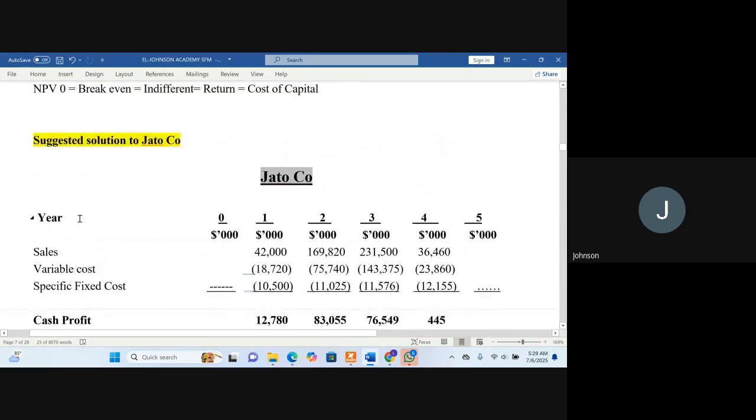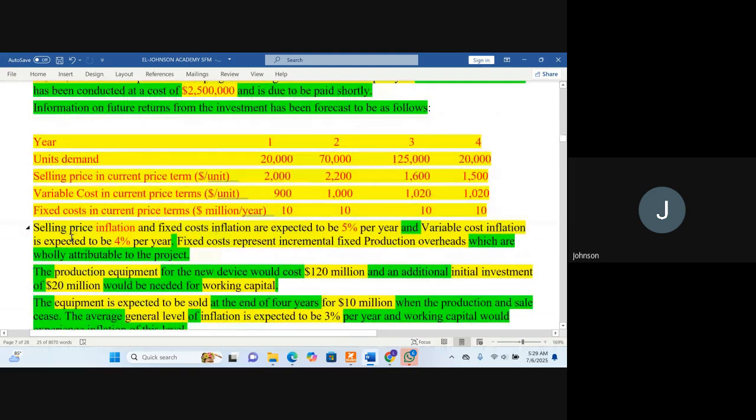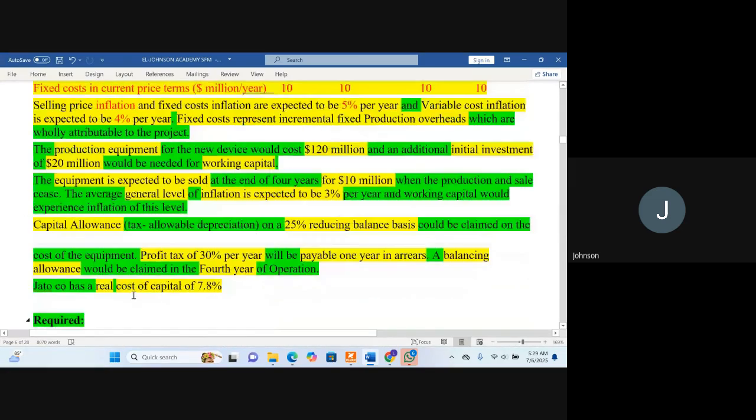Remember, the first thing is that you are given the units that were demanded. You are also given the sales price in real terms. So what you need to do is inflate your selling price. When you inflate it, you multiply it by the units demanded to get what your sales will be for year one. Do the same for year two, year three, and year four.